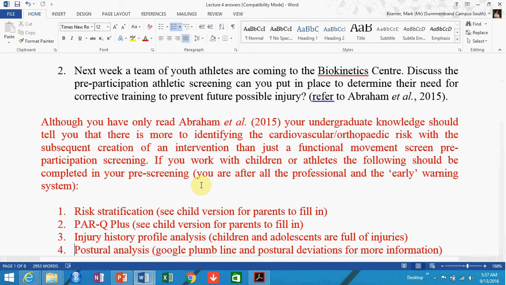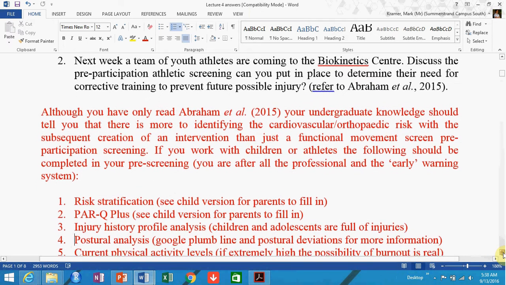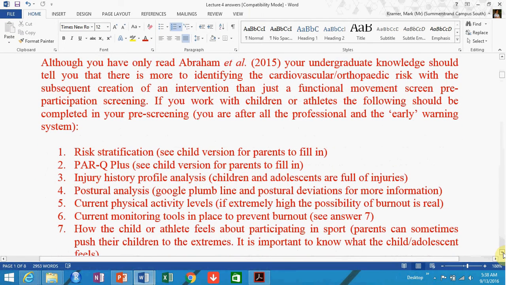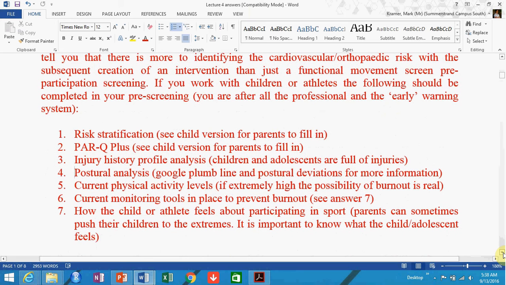Our next question: next week a team of youth athletes are coming to the biocenter. Discuss the pre-participation athletic screening you can put in place to determine their need for corrective training. If you were to work with children or athletes, the following should be completed in your pre-screening. Some of this is covered in Abraham's, but for those of you who have done an undergraduate course, you should have been aware that that assessment was not holistic enough.